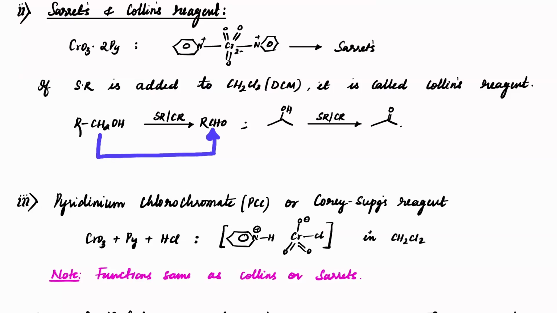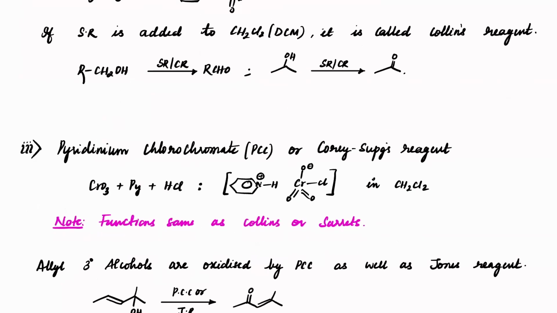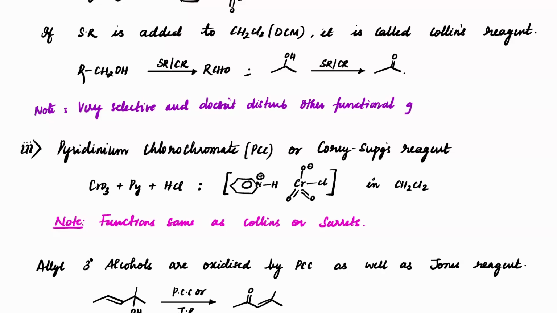1 degree alcohols will convert into aldehydes. 2 degree alcohols will convert into ketones. And they are very selective. Note, these are very selective, and do not disturb other functional groups.